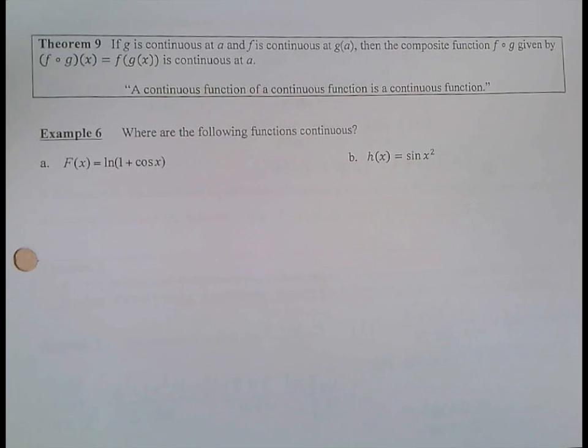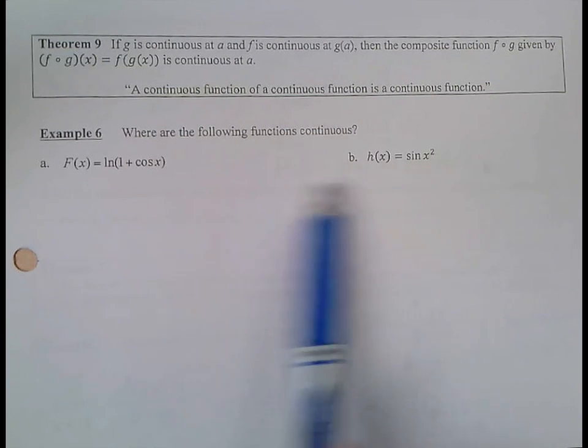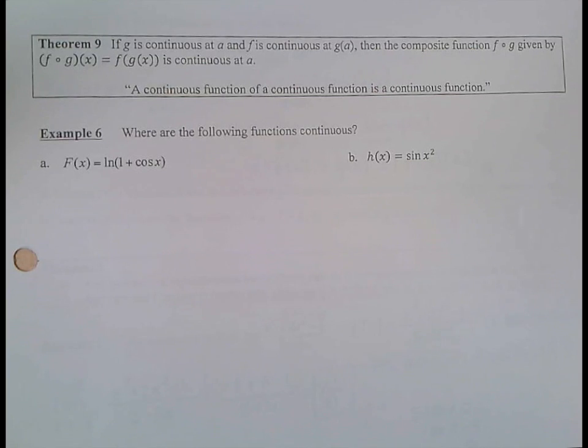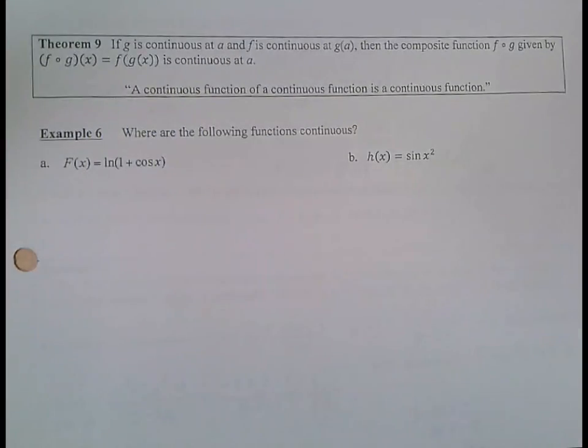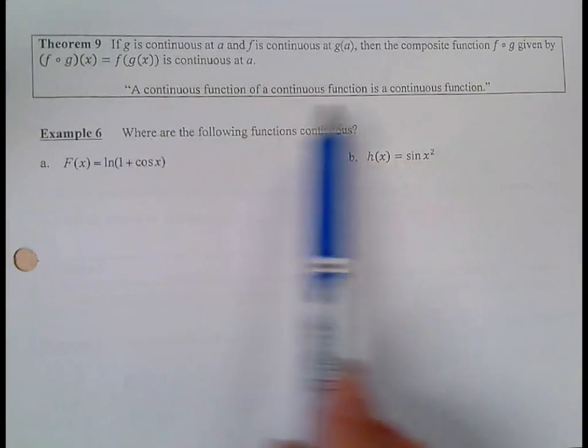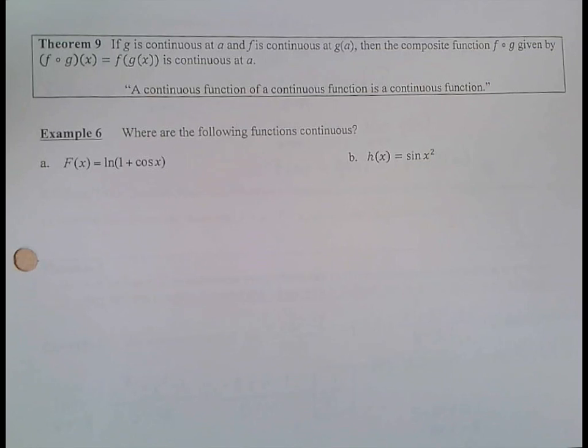So Theorem 9, this is also looking at composite functions, but saying where they are continuous. So not necessarily finding a limit of a composite function, but just saying where are these composite functions continuous. So Theorem 9 says if g is continuous at a and f is continuous at g of a, then the composite function f of g, f of g of x, whichever way you like to write it, is also continuous at a. So just in words, a continuous function of a continuous function is also a continuous function.